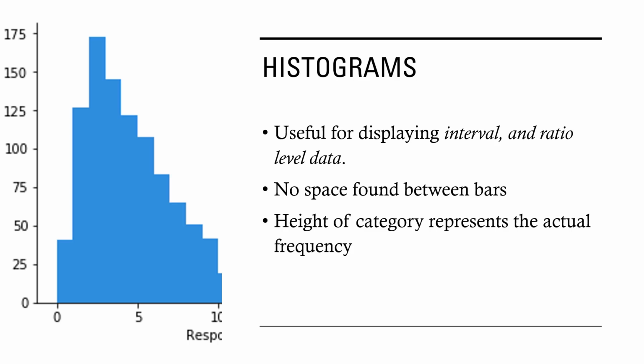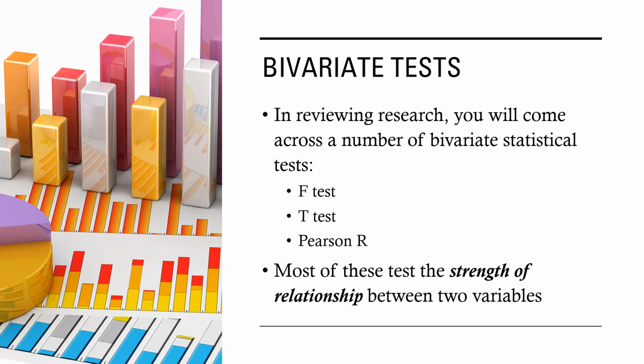But in the same way as we found with bar graphs, the height of each category represents the frequencies indicated for each value category. So far in our discussion of statistics, we have looked at univariate statistics. These statistics help us to understand the distribution of a single variable. We can do this using measures of central tendency, or we can do this using graphs and charts. Bivariate tests, on the other hand, help us to understand the relationship between two variables.